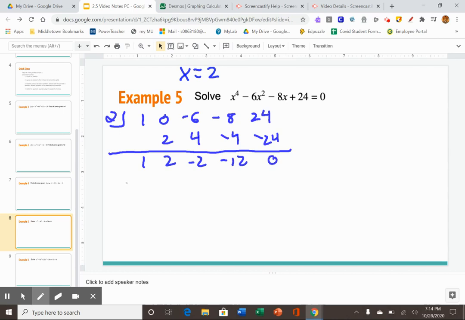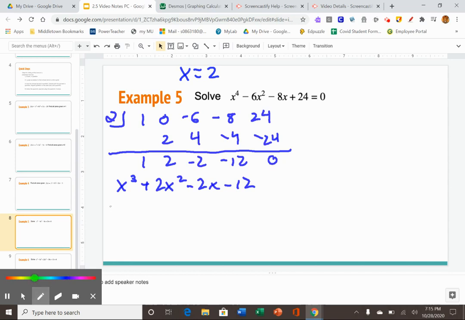So this is x cubed plus 2x squared minus 2x minus 12. Now notice that this is not a quadratic, so we're not ready to solve. We have to do synthetic division again using that same 0, so now it's going to be 2. And now I'm going to use these coefficients: 1, 2, -2, and -12. So again, 1, 2, -2, -12.